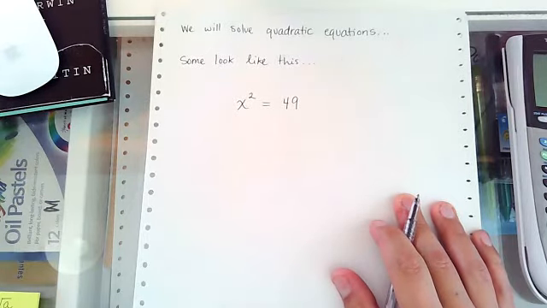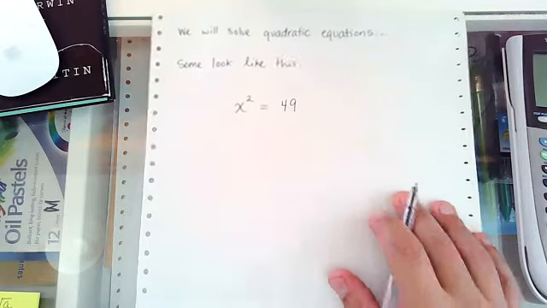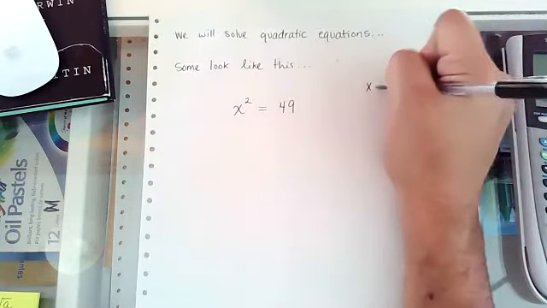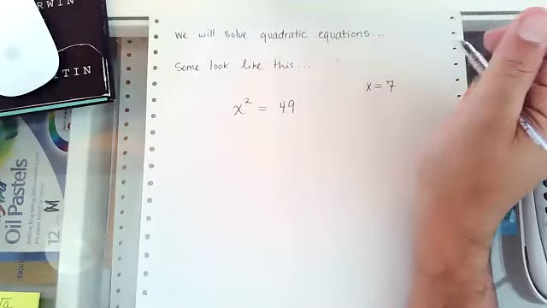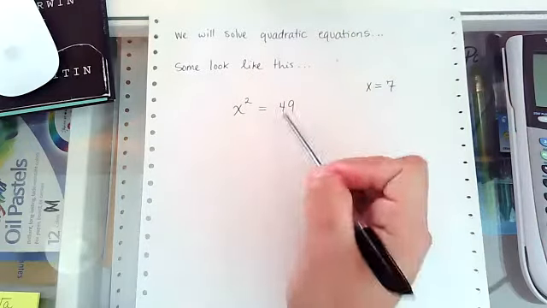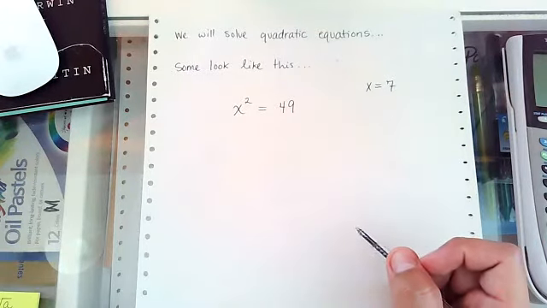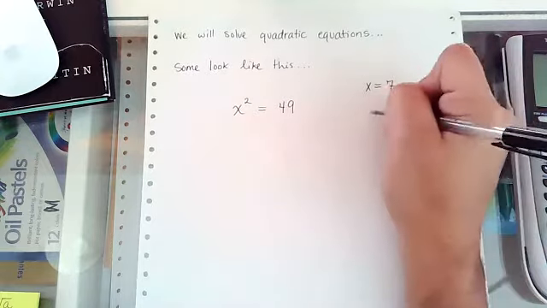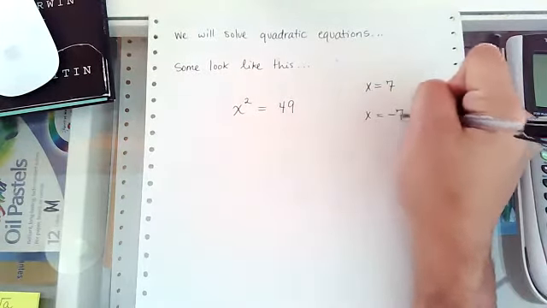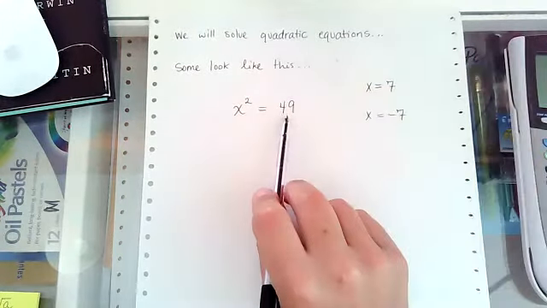Does anybody know what x has to equal? 7. Yeah, that's one of our answer choices. So 7 works. Does anybody know another number that you can square and get positive 49? -7. Yeah, because we know that -7 times -7 also gives you 49.